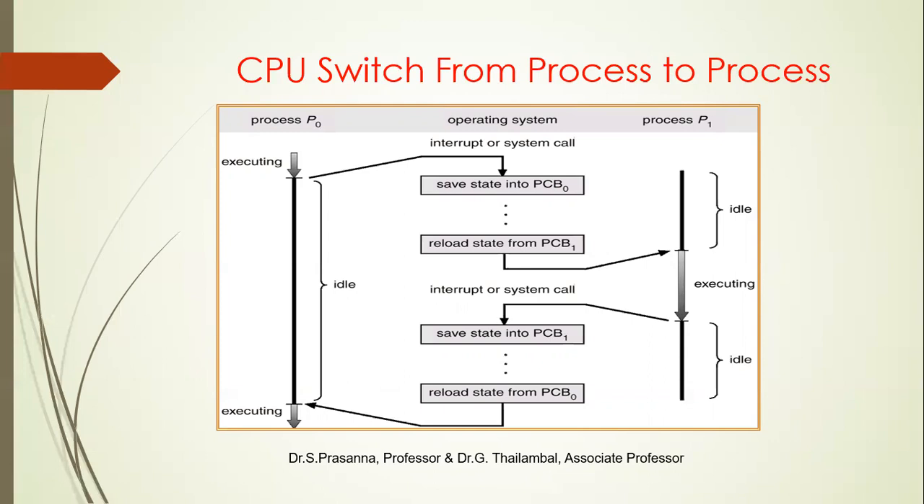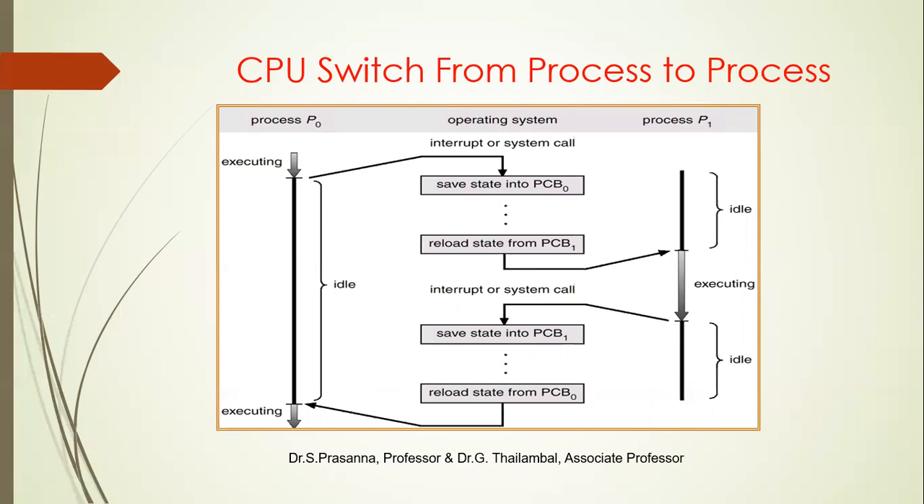We have process P0 and process P1, two processes in total. When process P0 is in the executing state, the operating system will save the state of process P0 in the PCB when an interrupt or system call happens while process P0 is executing.